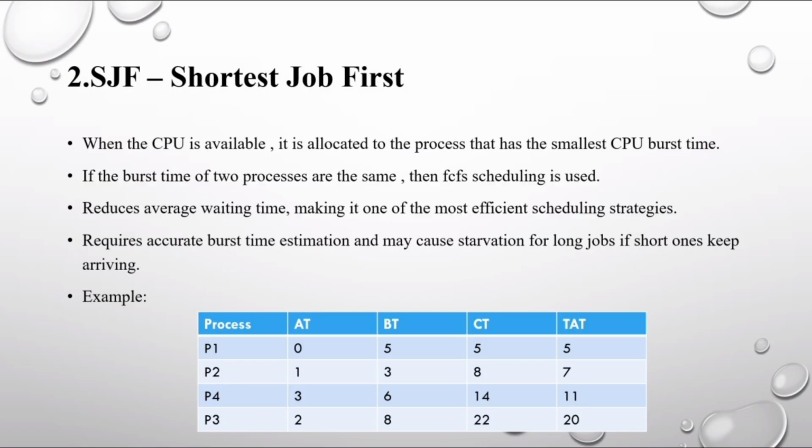Shortest job first. Select the process with the shortest burst time first. It reduces average waiting time and is more efficient than first come first served. If the burst times of two processes are the same, then first come first served scheduling is used. But it can cause starvation if a long process keeps waiting while short ones arrive.